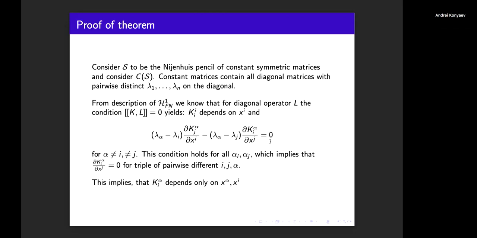We start with a recollection of the calculations we did earlier doing the cohomology. If we have symmetric operators, they contain diagonal operators with pairwise distinct eigenvalues, so lambda 1, etc., lambda n, the pairwise distinct constant eigenvalues. We have discussed how the condition looks like. It looks like this. It means that you have diagonal elements, they're arbitrary, and you have those elements above the diagonal, they're related by this condition.